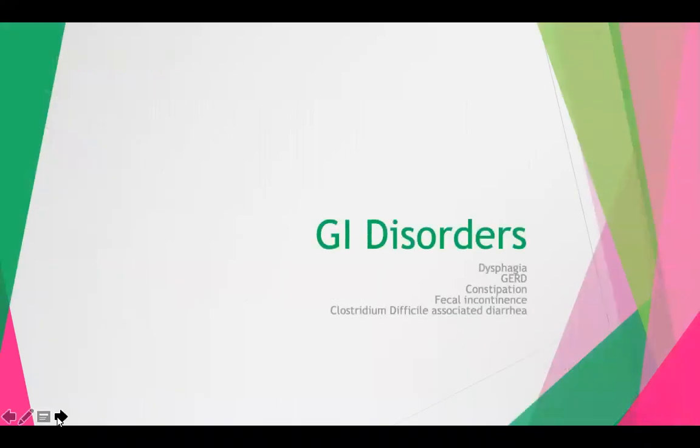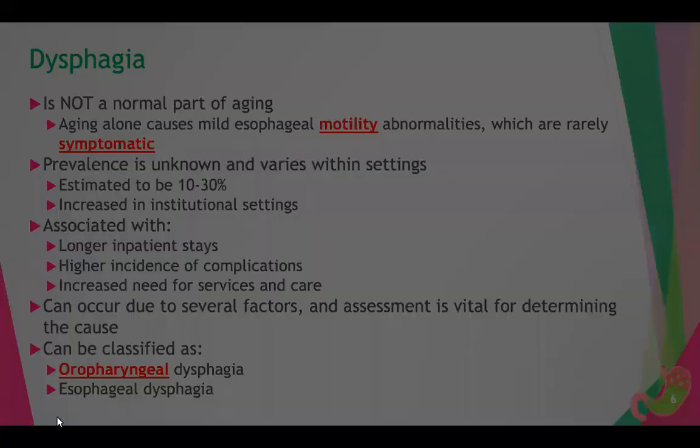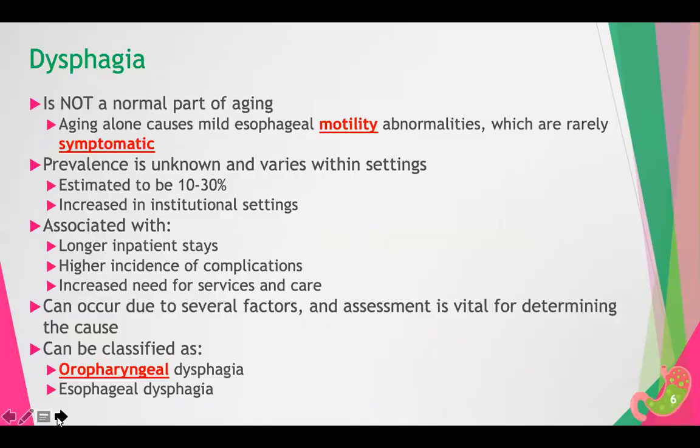So now we'll get into the GI disorders. With dysphagia or difficulty swallowing, this is not a normal part of aging. That's something very important to remember. Aging alone causes mild esophageal motility abnormalities, but they rarely are symptomatic. The prevalence is unknown, and it varies within settings. It is estimated to affect 10 to 30% of the older population, but it has been shown to be increased in institutional settings like nursing homes.